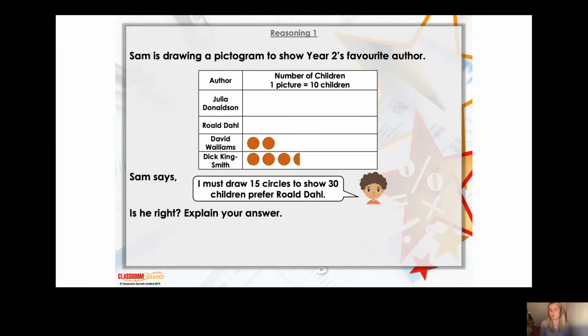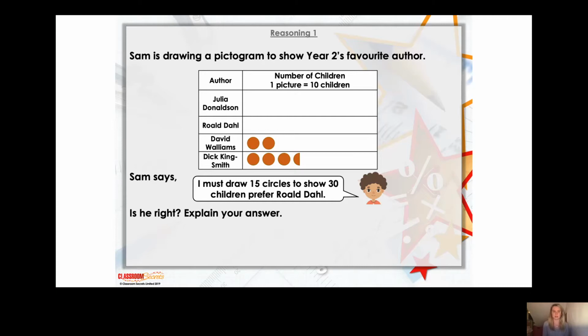And it says, Sam is drawing a pictogram to show year 2's favourite author. Now, if we have a look at the key, one picture represents 10 children. So we know that we're going to be counting in tens in this question. So if we look at David Walliams, he has 2 circles next to his name, 2 pictures. So the first picture represents 10 children, and the second picture represents 20 children.